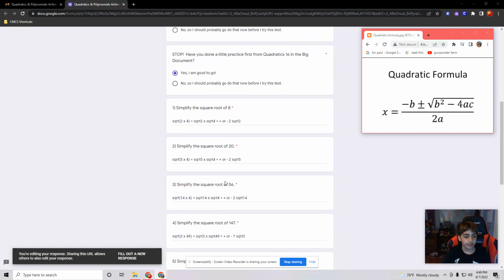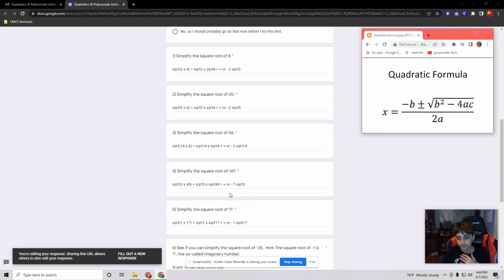And 3, square root of 56. So I got square root of 14 times 4, which equals the square root of 14 times the square root of 4. And the square root of 4 is 2. So we have positive or negative 2 square root of 14. That's irrational. 4 and 5 were a little tricky. I don't know if I was tired that day. But I'm going to do some interesting multiples here.